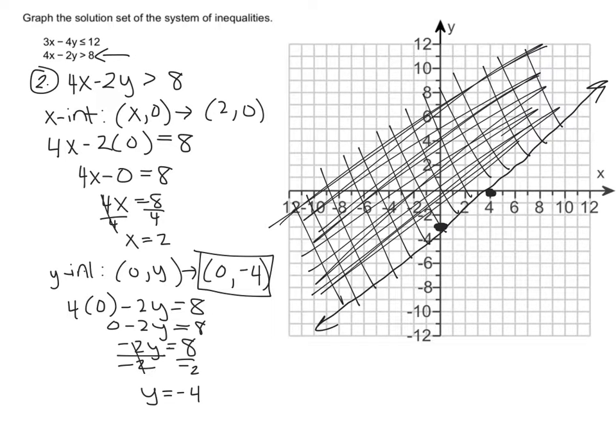Now I'm going to take both of these points and plot them on the same graph that I plotted the first inequality. So we'll find 2, 0, which is here, and then 0, negative 4, which is here. We'll go to our inequality and look at the sign. We do not have an equal to line underneath the sign, so I know my line is going to be dashed or dotted.